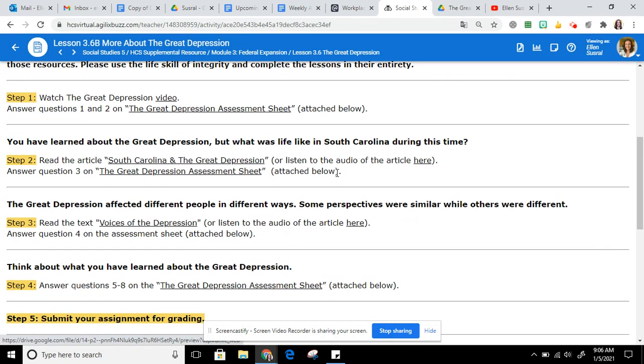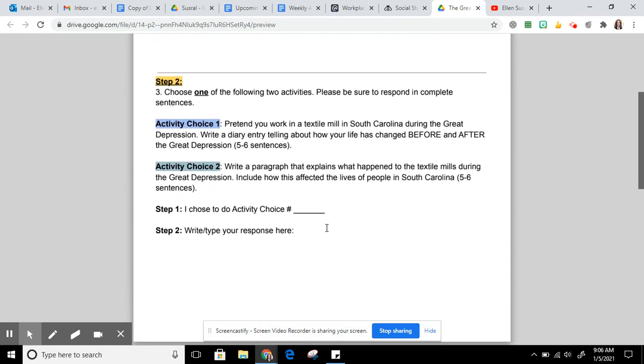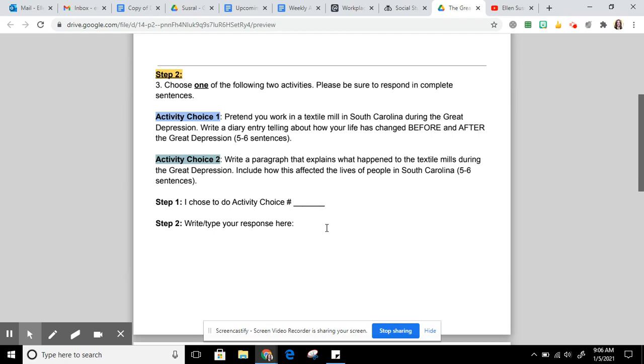Step 2, you have learned about the Great Depression, but what was life like in South Carolina during this time? Now we're going to focus just on our state. You're going to read the article, South Carolina and the Great Depression. You can click on that here, or you can listen to the audio by clicking here. Then you're going to answer question 3 on the Great Depression assessment sheet, which is attached below. I already have it pulled up. For step 2, you're answering question 3, which is on the second half of this first page.